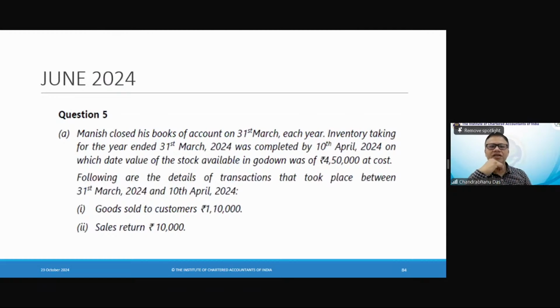Now let us come to question 5. Manish closed his books of account on 31st March each year. Inventory taking for the year as of 31st March was completed by 10th April, and the stock available in the godown is 4,50,000 at cost. These are the details of transactions that took place from 31st March to 10th April. Here I would like to ask the class whether we are calculating the opening stock or the closing stock.